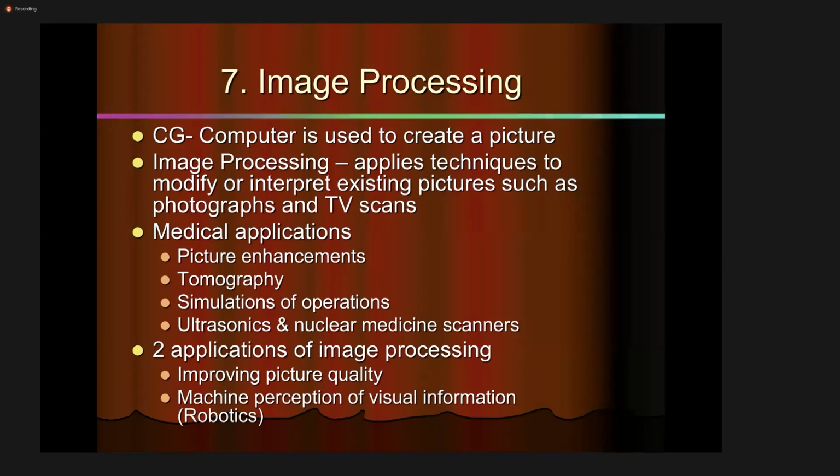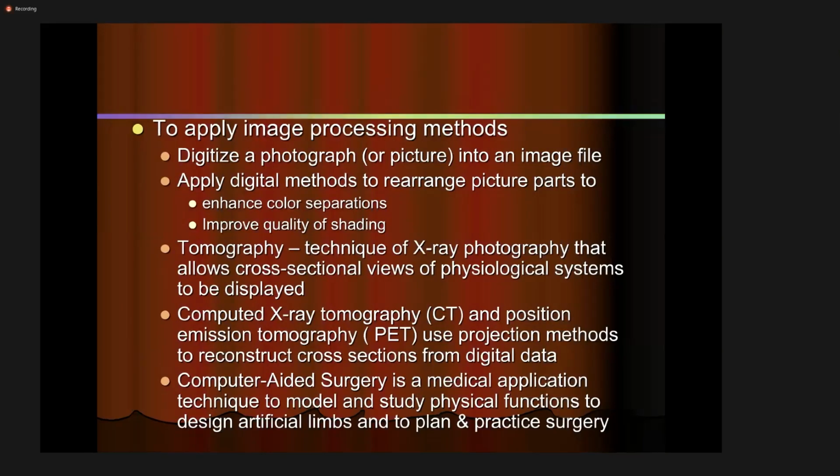So by application of image processing, you can improve the picture quality and machine perception of visual information. Robotics type of things can also be done. To apply image processing methods, for example, you digitize a photograph into an image file and apply digital methods to rearrange picture parts to enhance color separation and improve quality shading. Tomography techniques of X-ray photography give you cross-sectional views and more details of the body part.